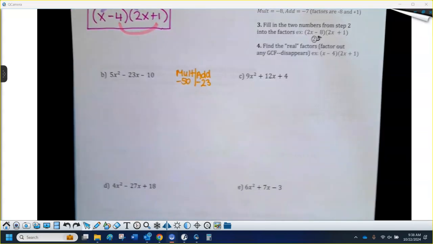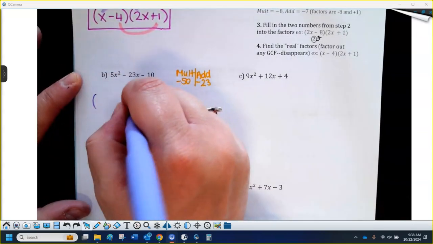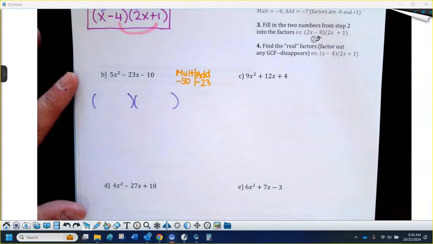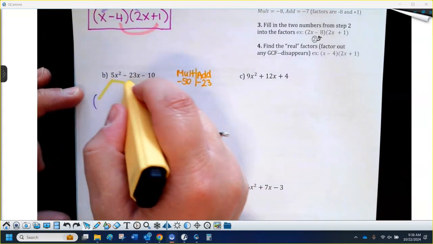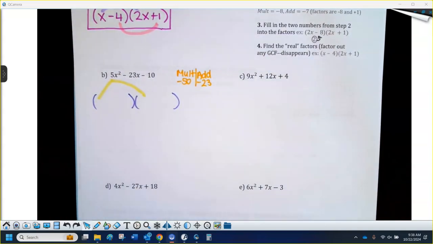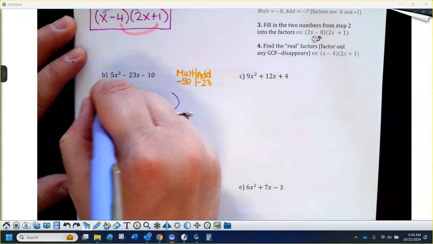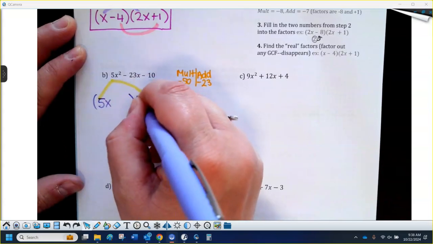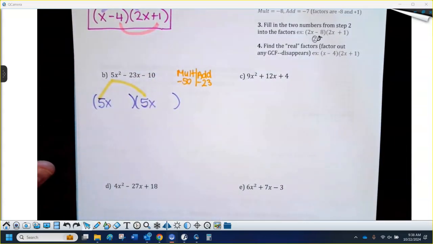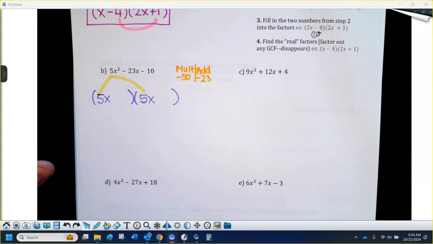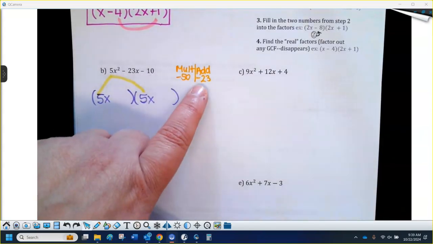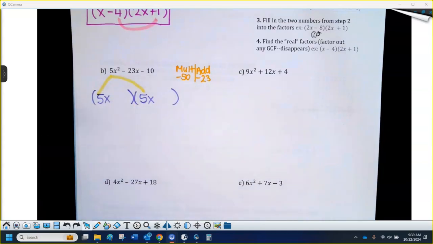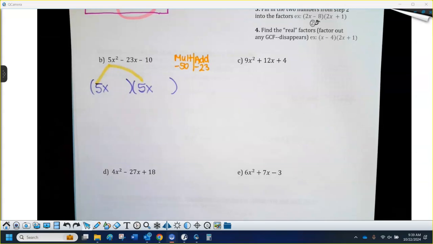So just as I'm thinking about that, let me set up my two little sets of parentheses here. And again, just take the very first term, which is 5x squared here. I'm just going to drop the squared, and I'm going to write 5x at the beginning of each of the factors. And then we're just going to fill those in with the two numbers that multiply to get -50, and the same two numbers add to get -23. Anybody know two numbers that would fit both of those requirements? Ethan, what do you think?